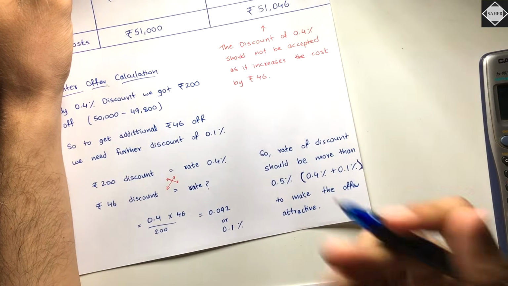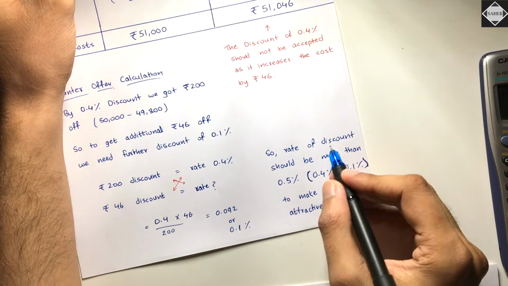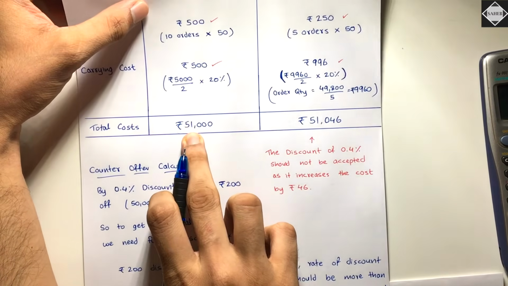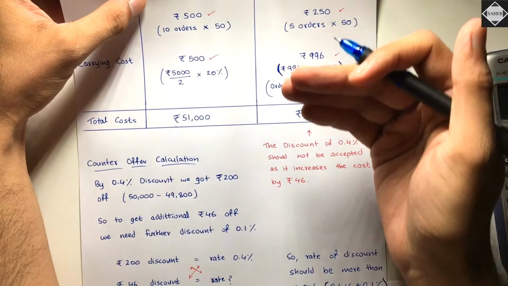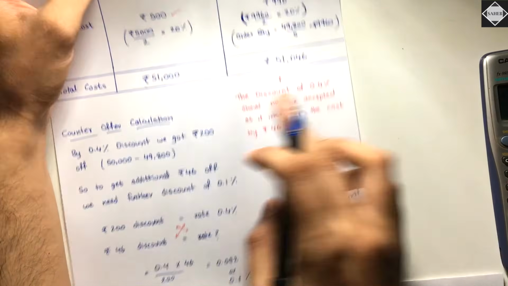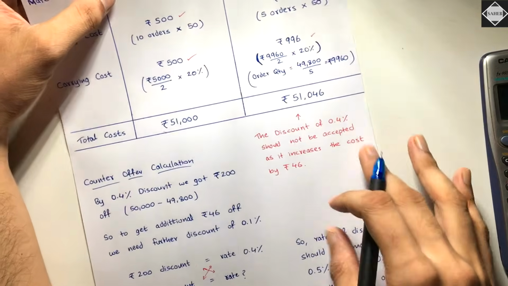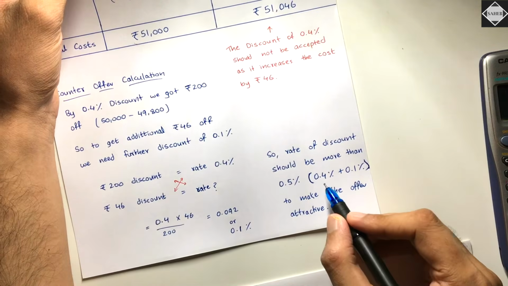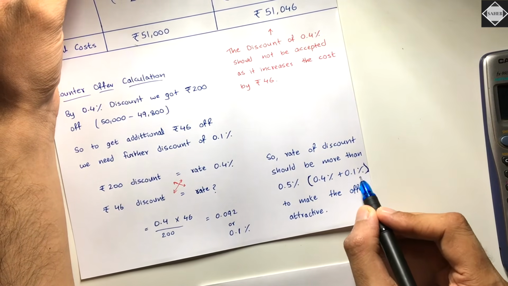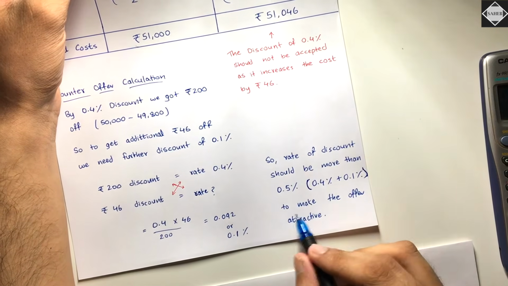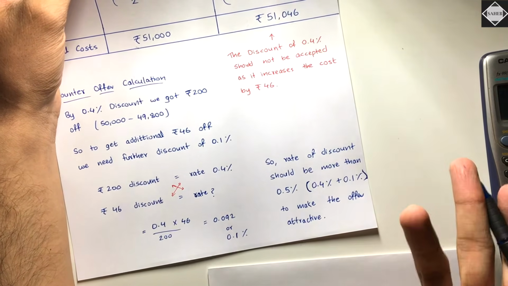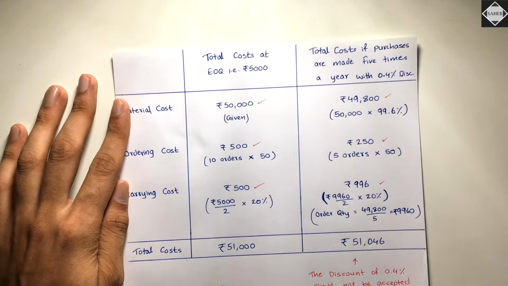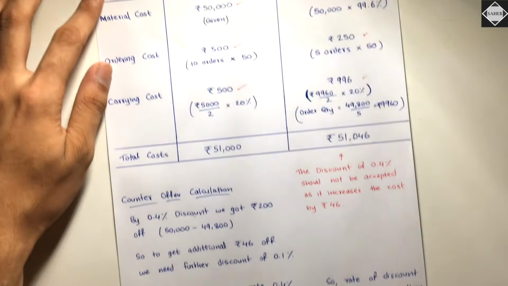So now what are we going to do? We're going to just add it up. So rate of discount should be more than 0.5%, because it should go below 51,000. Minimum 0.5% just to break even. If you want to accept the offer, then it should be more than 0.5%, 0.4% plus 0.1%. That's 0.5%, to make the offer attractive. Otherwise, it's useless. Is it clear? So this was the question. It's not difficult. It's easy. Just see this properly and you will understand.